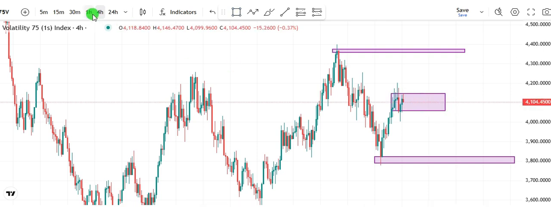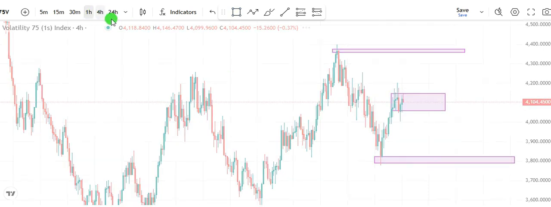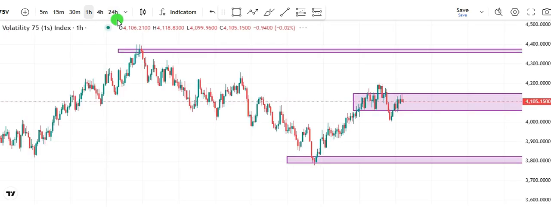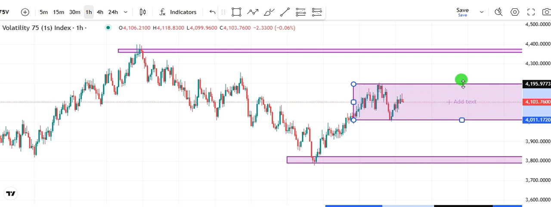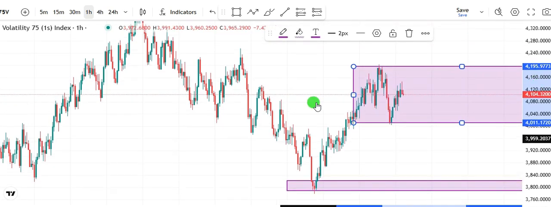But we have to go to the H1 to see what's going on at another level, since the market is currently in a range from another zone. Okay, so this is where I am currently. So here's the high, and then here's the low, and here is the high. And then looking at this.